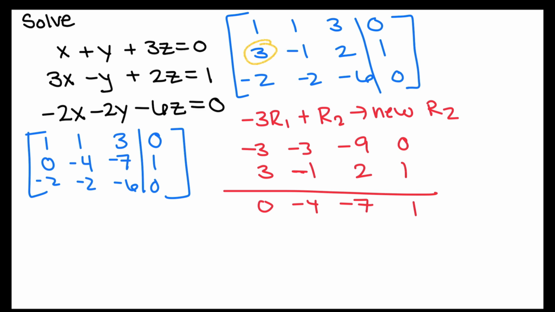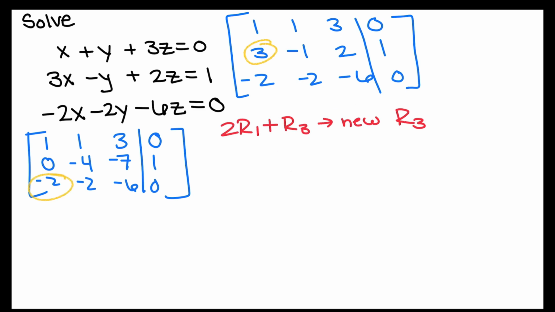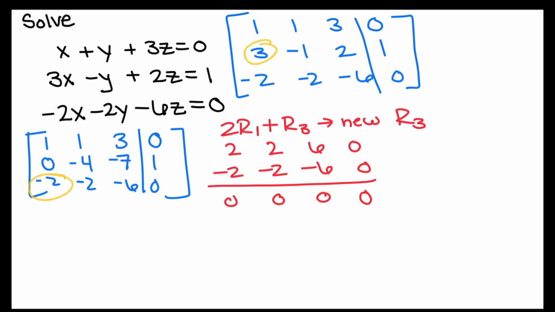So I put that in for row 2. And now I'm ready to eliminate the first entry in row 3. It's a negative 2. So if I take row 1 times positive 2, and I add that to row 3, that'll eliminate that value. So row 1 times positive 2 is 2, 2, 6, 0. Add that to row 3, and something kind of interesting happens.